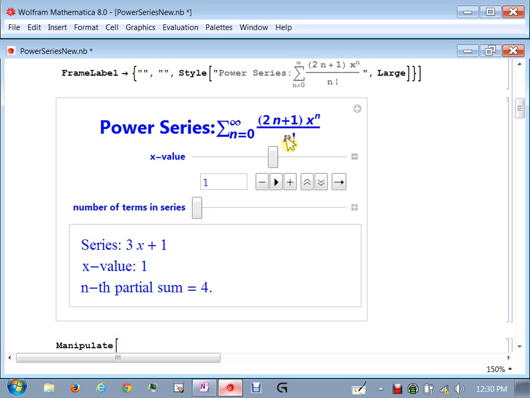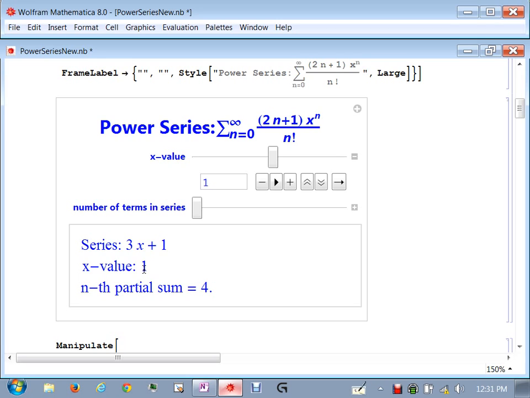1 over 0 factorial, which is 1. So you just get 1, right? And then you say plus, now let n be 1. What would you get? 3 over 1. And then remember, x is there also, but I'm replacing x with 1. Yes? So what's 3 times 1 plus 1? 4. So you see it adds up to 4?